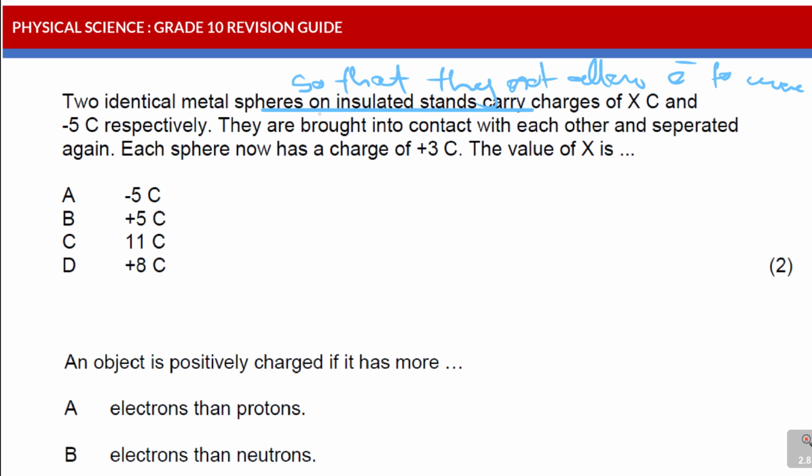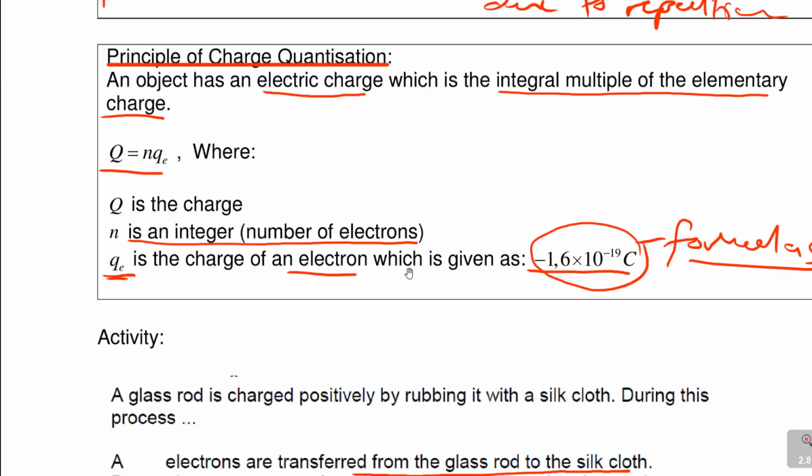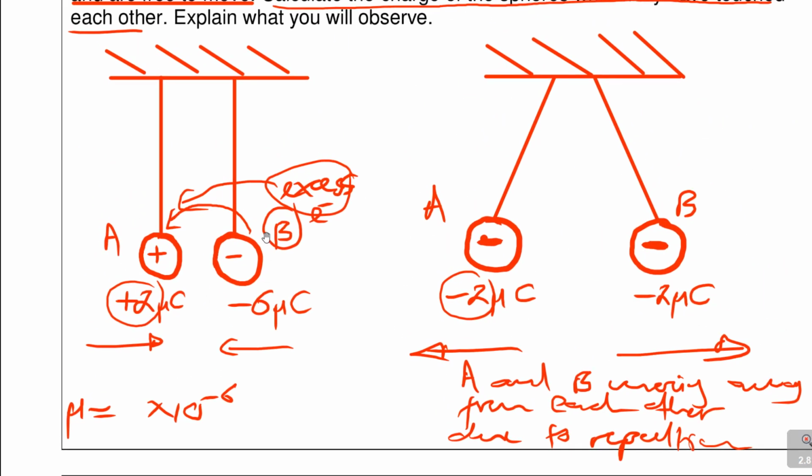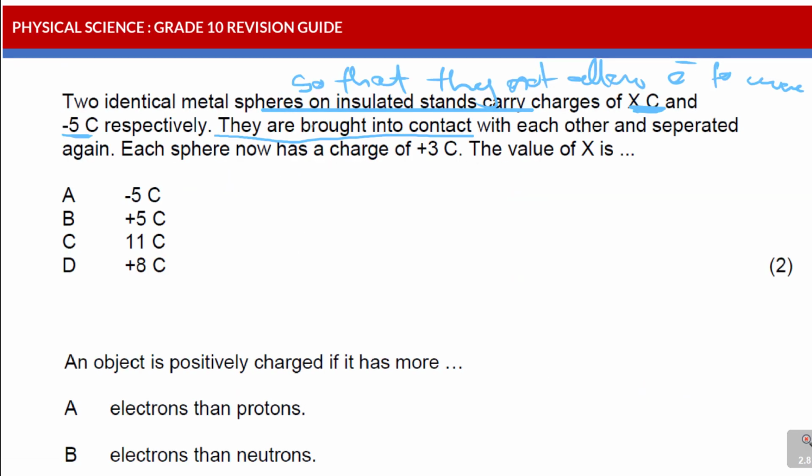So they're saying two identical metal spheres on insulated stands carry charges of x coulomb and -5 coulomb respectively. They are brought into contact. The moment they say they are brought into contact, you're back into this story here that we did. They are insulated, they are hanging, and they are brought into contact. Remember what happened here? They were moving towards each other, and at the end they ended up touching each other like that. It was a positive and a negative that touched each other, and then after that, they repelled each other. So that's always what happens when they are brought into contact with each other and separated again.